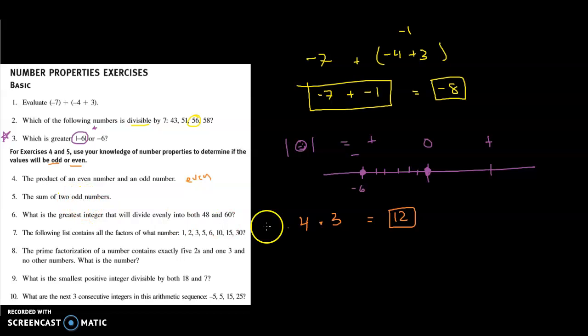The sum of 2 odd numbers, same thing. Let's pick 2 odd numbers. How about 3 and 3? We add those together, we get 6. It's even. We're done. I know I feel like I'm running through this rather quickly, but this is important, is that when you're asked about properties of even or odds, whatever you pick will work. Like I can test some other random odd numbers. 5 and 17. How about that? Add those together. What do we get? 5 plus 17, 22. Even. It doesn't matter. Okay? What is the greatest integer that will divide evenly into both 48 and 60?